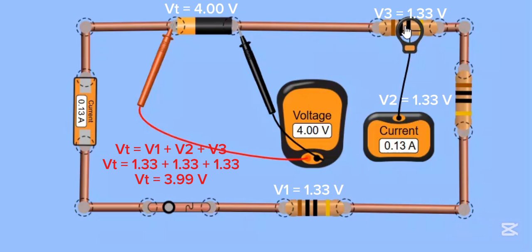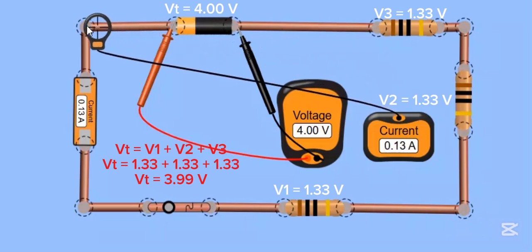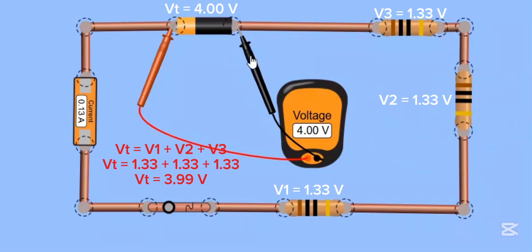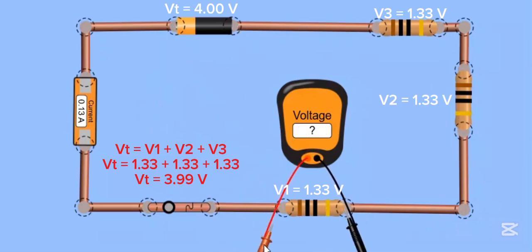Okay, the current is the same, but the voltage is divided. The current is the same throughout, but the voltage is divided. How? The voltage is 4.00, but in each of these the voltage is 1.33. So the voltage is divided into 1.33 across all of them.